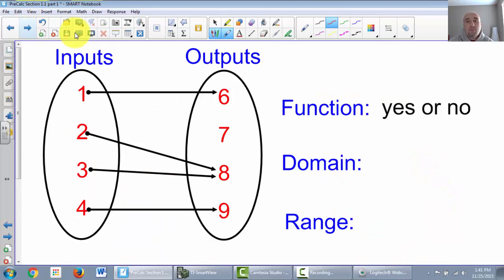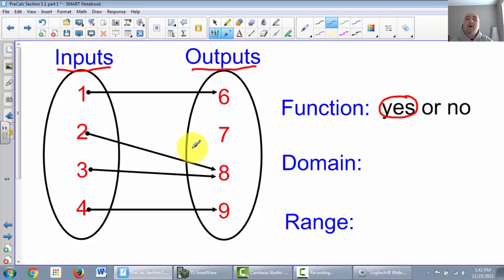All right, so let's look at this example. Here's a machine. It says I throw in 1, I get 6. I throw in 2, I get 8. I throw in 3, I also get 8. And if I throw in 4, I get 9. Does every input go to only one output? Every input goes to 1. It's okay that these two go to the same as long as they only have 1. So yes, it is a function.